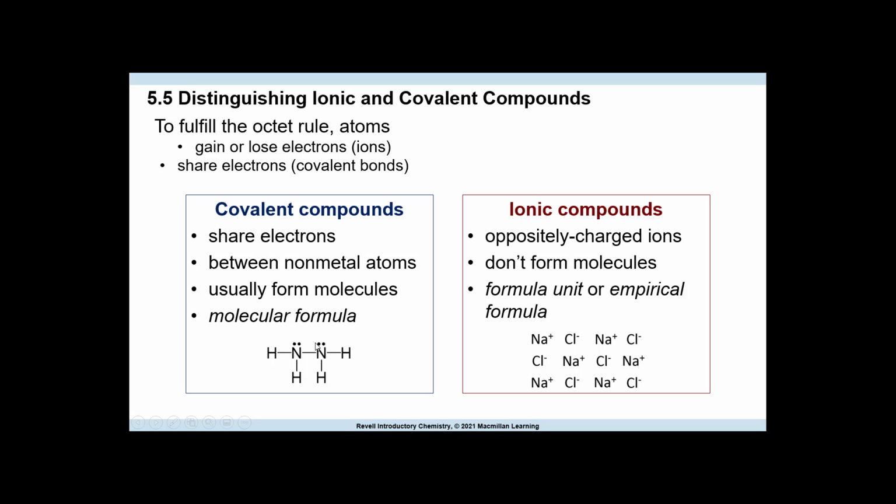Class, we are now on 5.5. This is distinguishing ionic and covalent compounds. So this is more just a review to go over each. In order to fulfill an octet rule, atoms can either gain or lose electrons to form ions or share electrons through covalent bonds. In covalent compounds, atoms share electrons through covalent bonds.